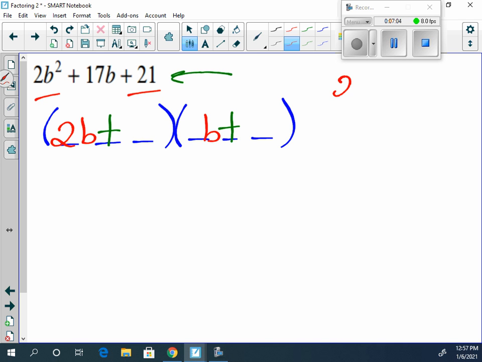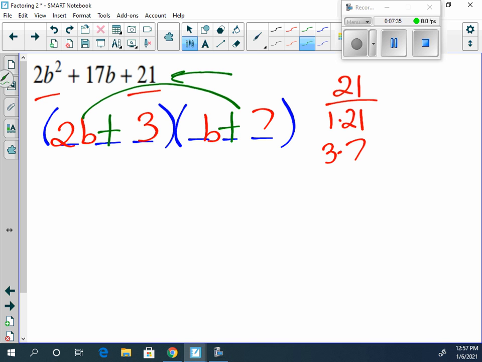Now the other set, 21, is going to have a few more. We have 21, 1 times 21, and 3 times 7. 21 only has two sets of factors. Now which one do we want to try to use first? See which one works first. 3 and 7. So I'll just plug it in like this here. I'll plug in 3 and 7, and then just check it to see if this works.